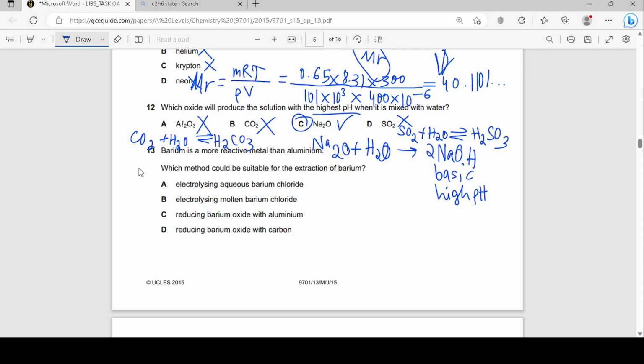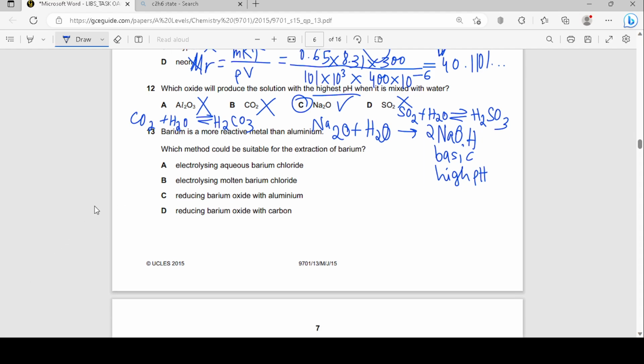Next question, number 13. Barium is a more reactive metal than aluminium. Which method could be suitable for the extraction of barium? This is more of an IGCSE question, I would say, or grade 10. You just have to know the reactivity series.